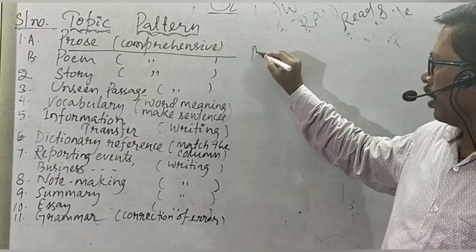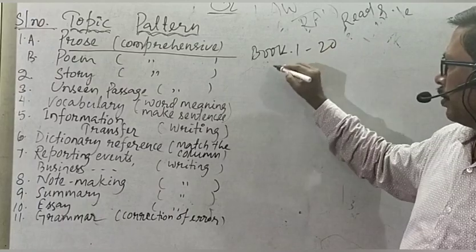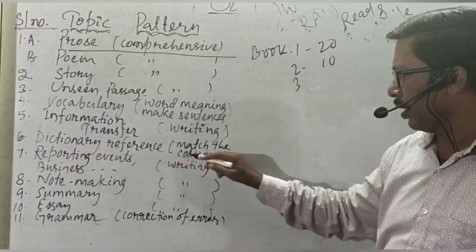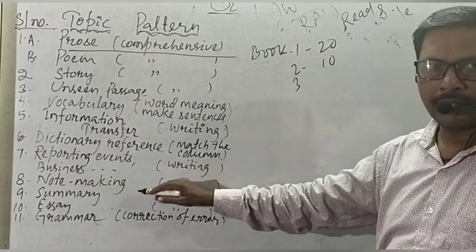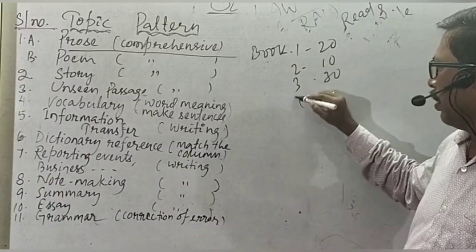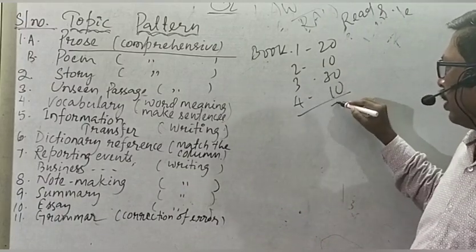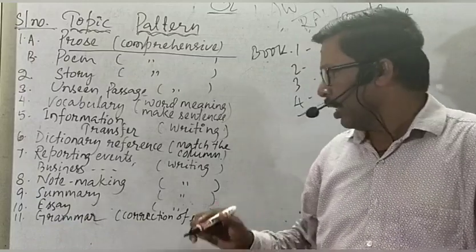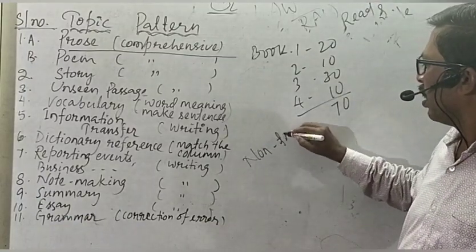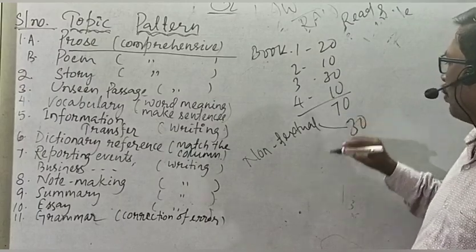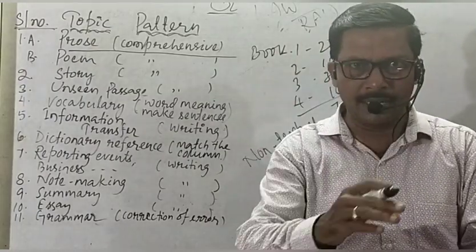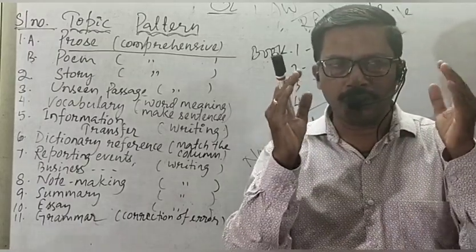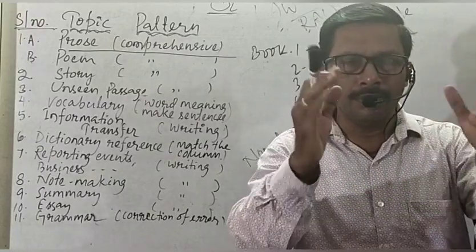Prose and poem, book 1, 20. Book 2, 10. Book 3, information transfer 5 marks, reporting 10, note making 7, summary 8, means 30 marks, and book 4, 10 marks. 70 marks from books. 70 marks from books are textual questions, and non-textual 30 marks. Textual 70, non-textual 30.